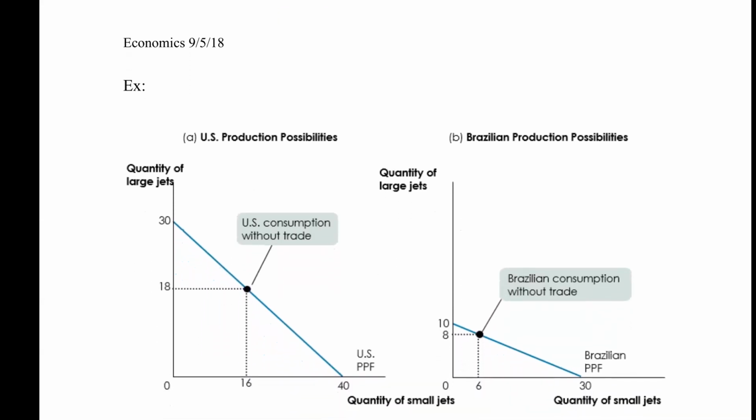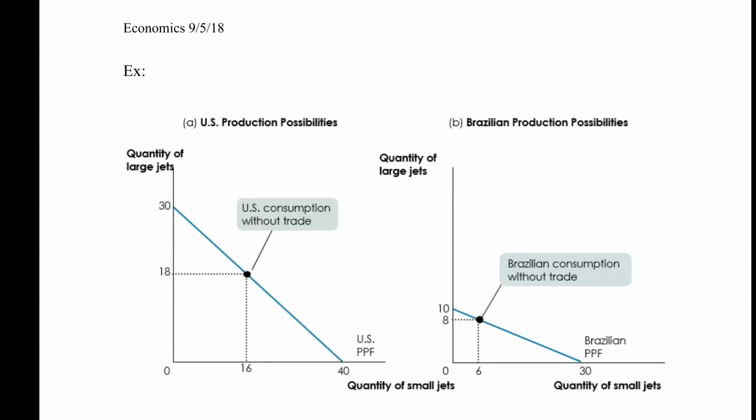So as an example, let's look at the US and Brazil and their production possibilities for large jets and for small jets. If the US produces only 30 large jets, they cannot produce any small jets. And if we're down here, we can produce 40 small jets and no large jets.